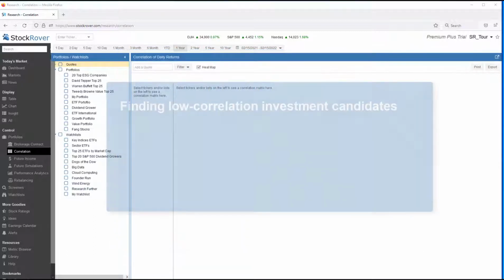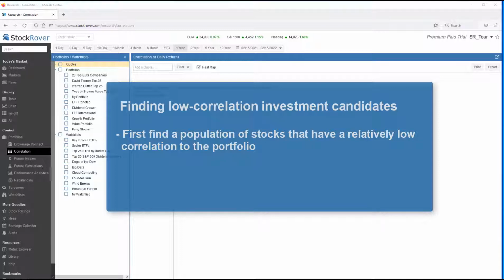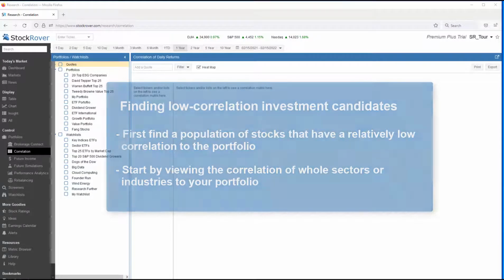While there's no precise methodology for finding low correlation investment candidates to diversify a portfolio, you can give yourself a head start by first finding a population of stocks that have a relatively low correlation to the portfolio. For example, by viewing the correlation of whole sectors or industries to your portfolio, you may get a better idea of where to start your search. I'd like to research several sectors that seem promising for providing stocks that could diversify the dividend grower portfolio further.